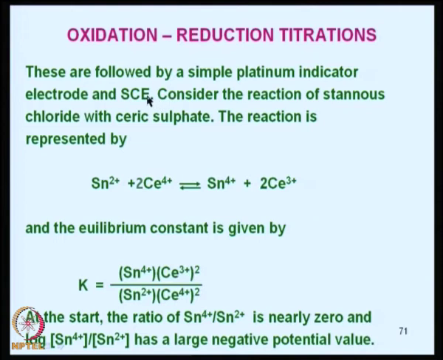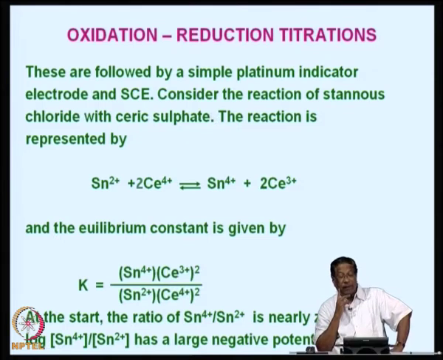Now, we can look at oxidation reduction titrations. These are followed by a simple platinum indicator electrode and a saturated calomel electrode. One reference you will need anyway, that is a reference electrode. It can be SCE or silver chloride electrode or any of the known electrodes. And when we consider the reaction of stannous chloride with ceric sulphate, the reaction we can write as Sn2 plus plus 2 Ce4 plus going to Sn4 plus, that is stannic, and 2 moles of cerous.